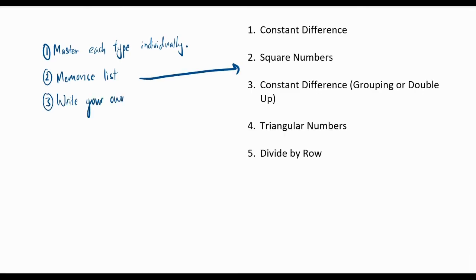So to recap, number 1, master each type individually. Number 2, memorize the list. Number 3, write out your own numbers. Number 4, look out for combinations. And number 5, relax.